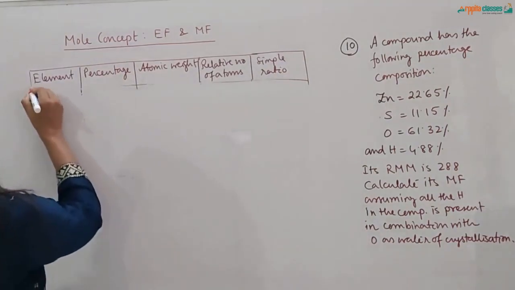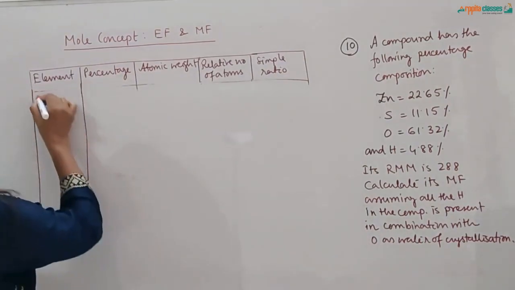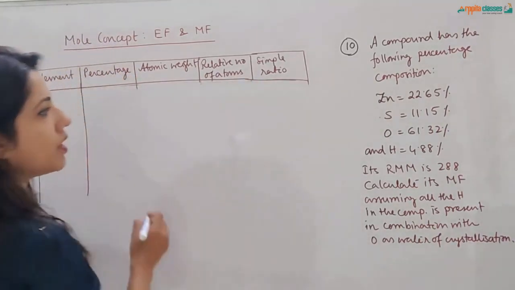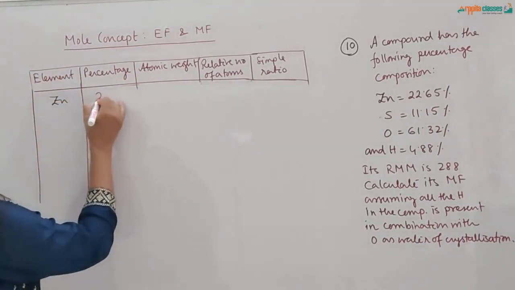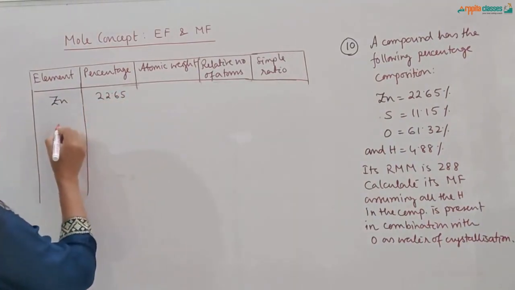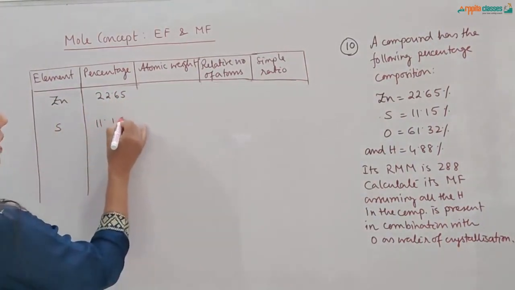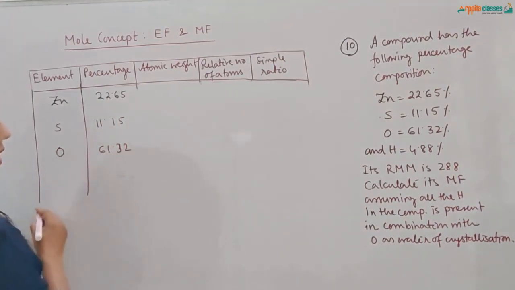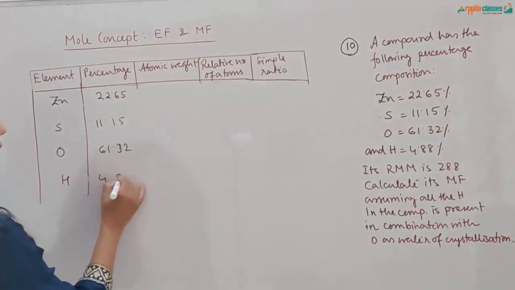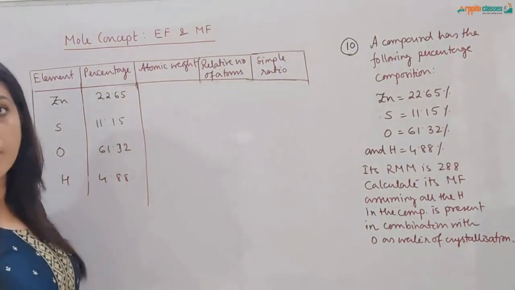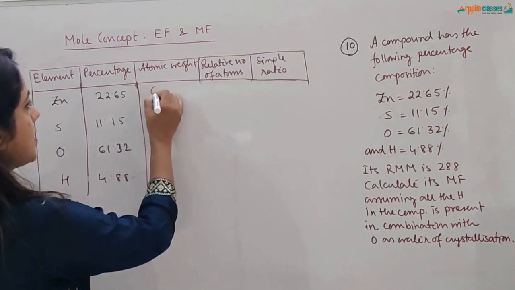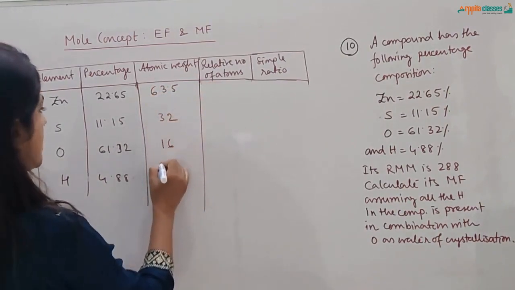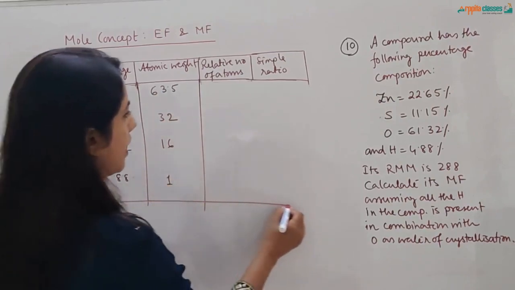So let us first find out the empirical formula of this compound. What all elements are present over here? First one is zinc, which is 22.65%. Then sulfur, which is 11.15%. Then oxygen, which is 61.32%. And hydrogen is 4.88%. Let us write down the atomic weights. Zinc is 63.5. Sulfur is 32. Oxygen is 16. Hydrogen is 1.